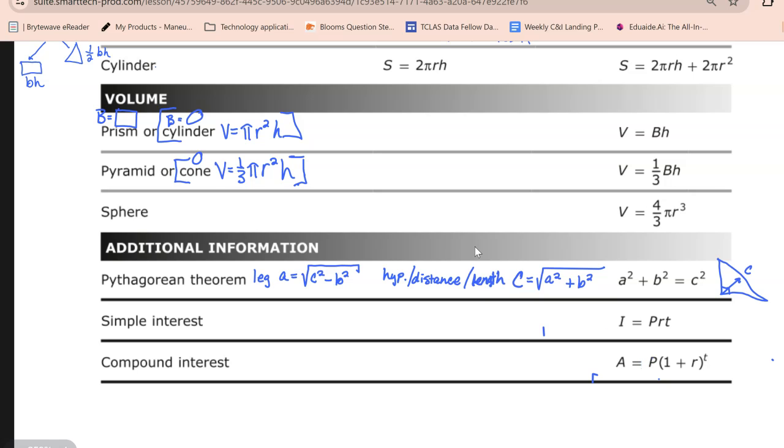For simple interest, we know I is the interest, P is the principal or initial amount, rate is the percent changed to a decimal, and T is time. If they ask you for the total, then you will go principal times rate times time plus the principal. If you're dealing with compound interest, and they ask you for the interest, then that is equal to the principal times 1 plus the rate raised to the power of time minus the principal.